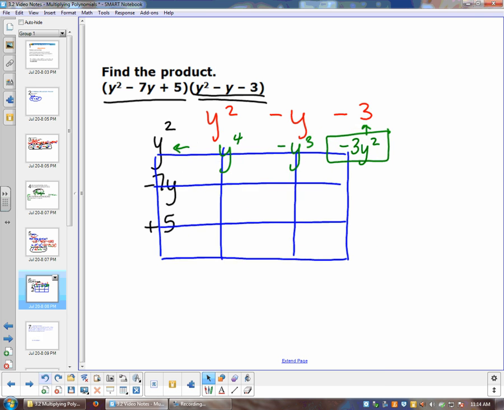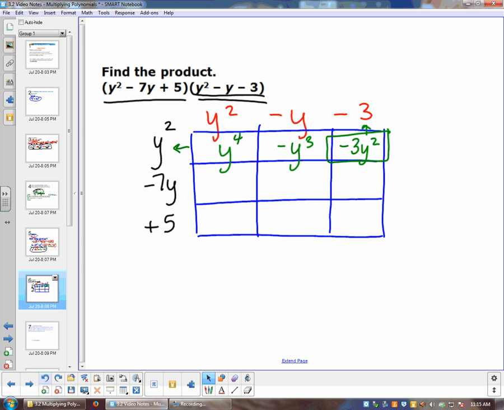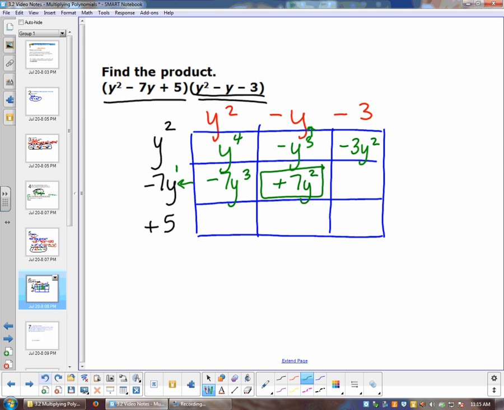For the next part of my box, there we go. To get this one down here, I'll take this value multiplied by this value here. So I'm going to end up there with a negative 7y to the 3rd. Remember, I'm adding my powers. For my next part of the box, I'll move this over and see what I'm multiplying by. So I'm going to have a negative 7y times a negative y, which will become a positive 7y squared.